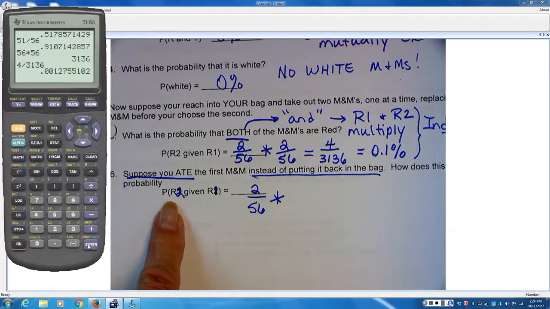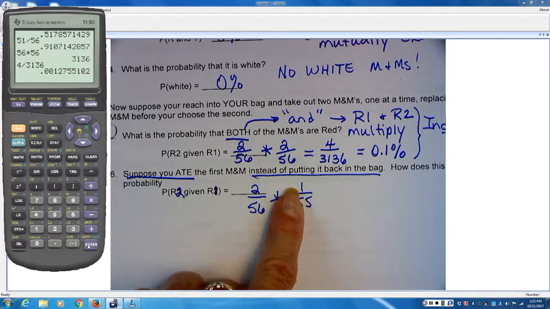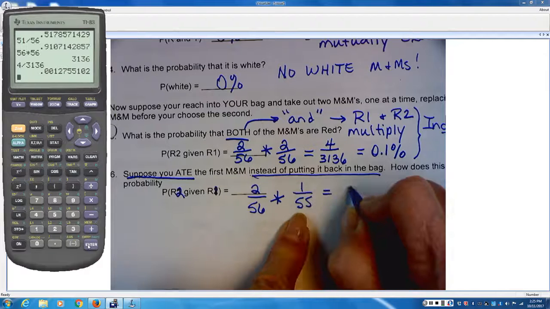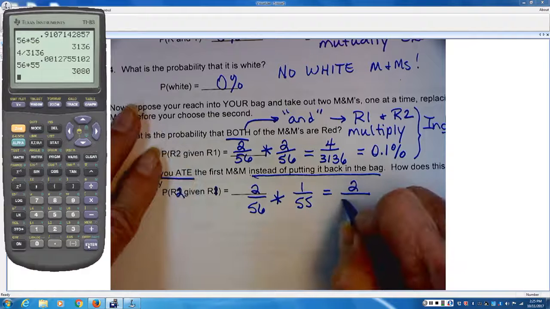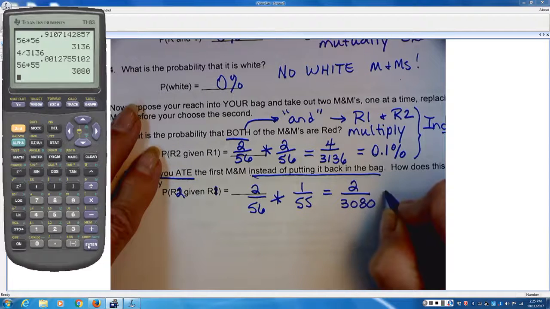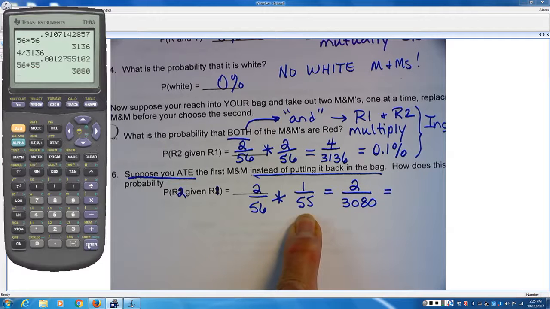How many red ones do I still have? 1 out of 55. Very good. Because I ate the red one, so not only do I only have 1 red one left, but I only have 55 M&Ms left in my bag. So that's 2 out of 3,080. And this is going to be even less likely because I drastically reduced my second probability.